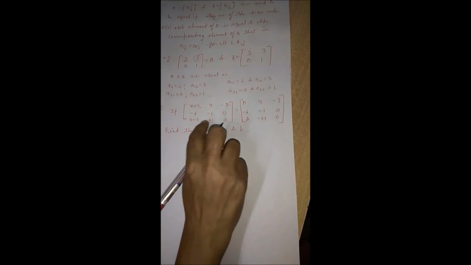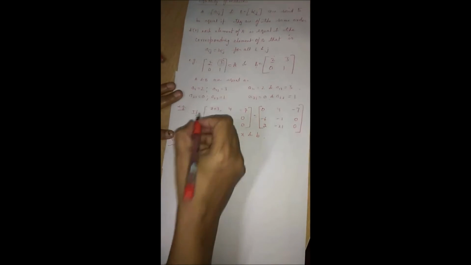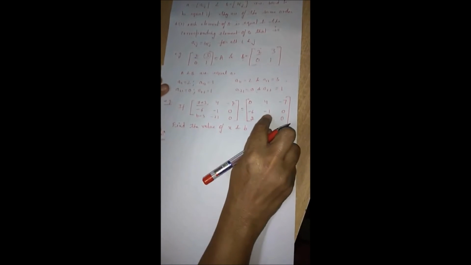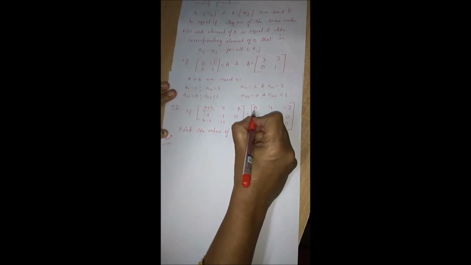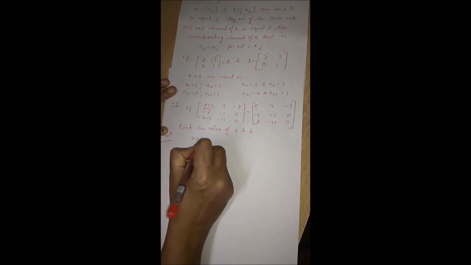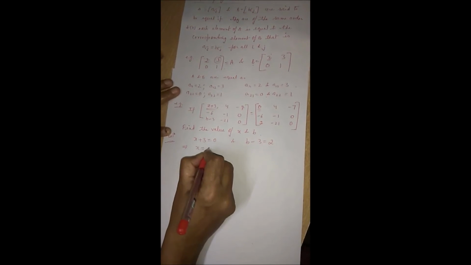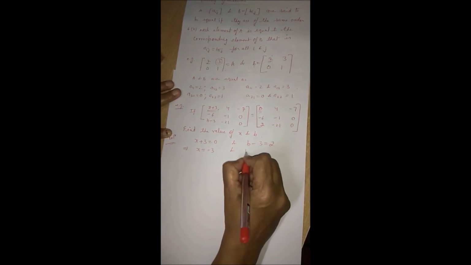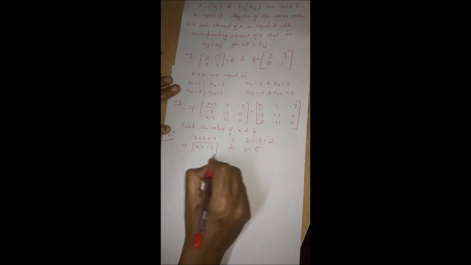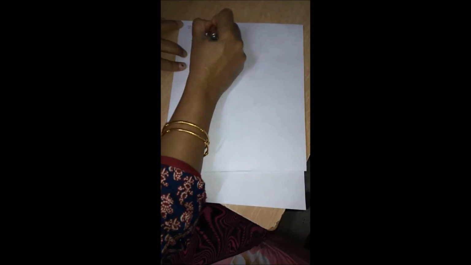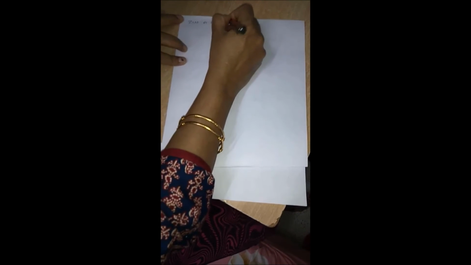Solution. As we know that if two matrices are equal, their corresponding elements must be equal. So these two matrices are equal. So we can say that x plus 3 must be equal to 0 and b minus 3 should be equal to 2. Solving these two, we get the value of x as minus 3 and b as 5. So these are the required values.